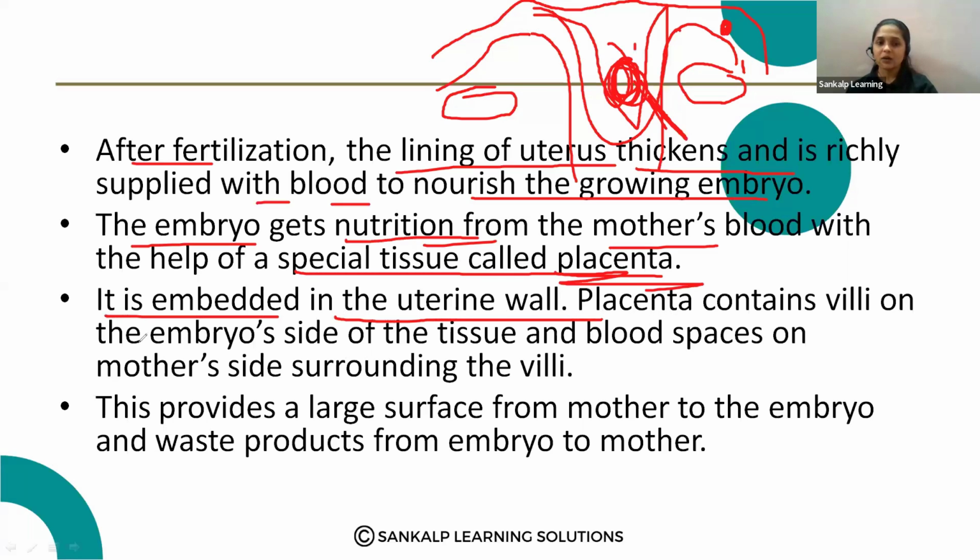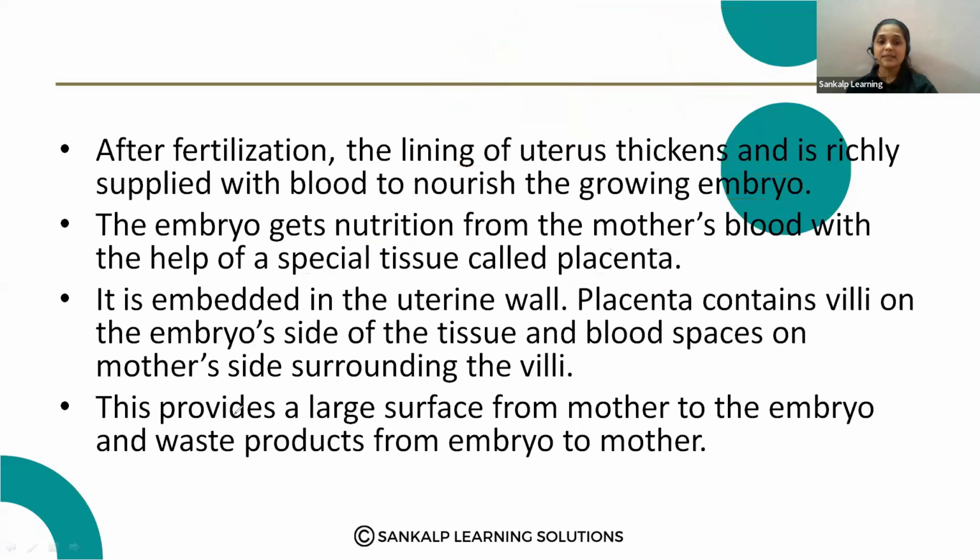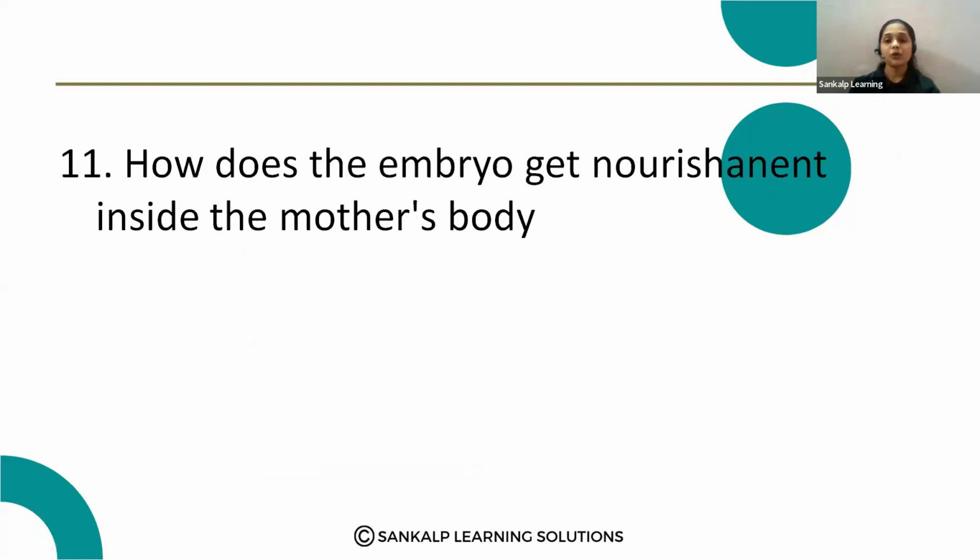The placenta contains villi on the embryo side of the tissue, and blood spaces on the mother side surrounding the villi. It provides a large surface area for nutrients to pass from the mother to the embryo, and waste products from the embryo to the mother, which are also removed by the placenta. So in this way, the embryo will develop inside the mother's body and get the nourishment from the mother's body.